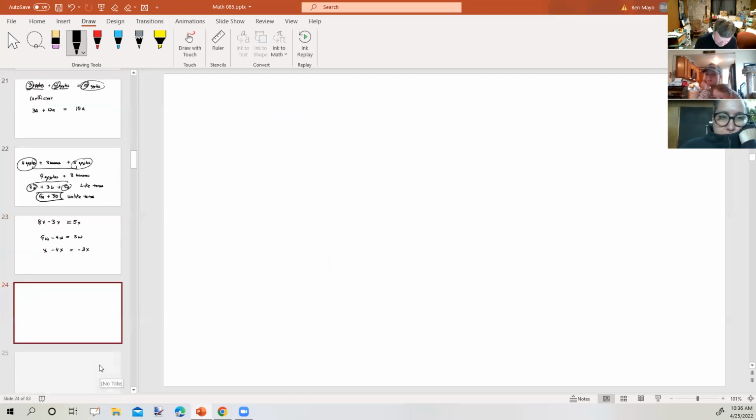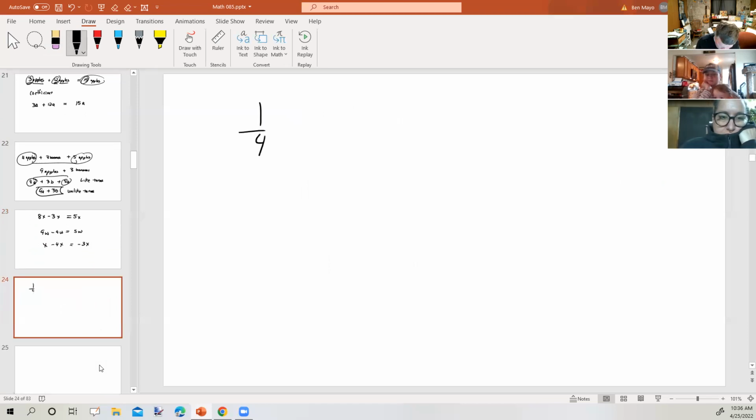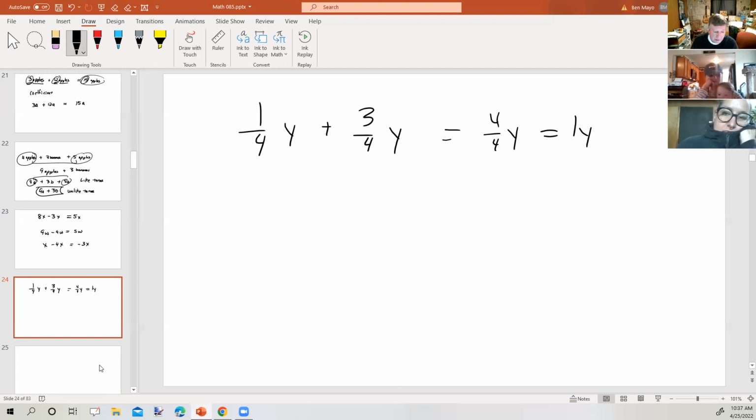Let's say I've got 1/4 y plus 3/4 y. Since the terms are like terms, they both contain the variable y, I would add the coefficients. 1/4 plus 3/4 is 4/4. So we have 4/4 y, but 4/4 reduces down to 1y, and we don't need to put the 1, it's implied. So the final answer would be just y.